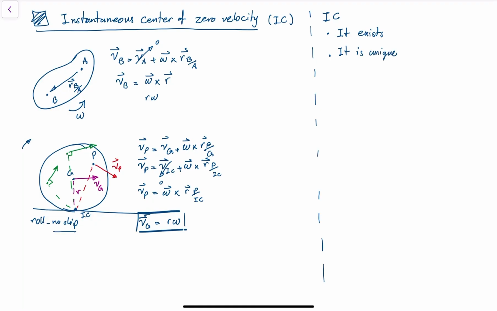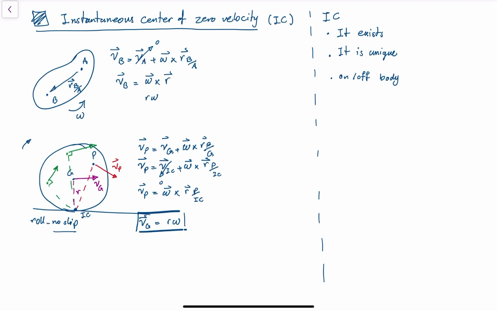So you can always be sure that you can find it, and that is the only one. The IC can be on the body, on or off the body. It could be anywhere. You don't know. Well, not that you don't know, you can calculate it, but it could be anywhere.